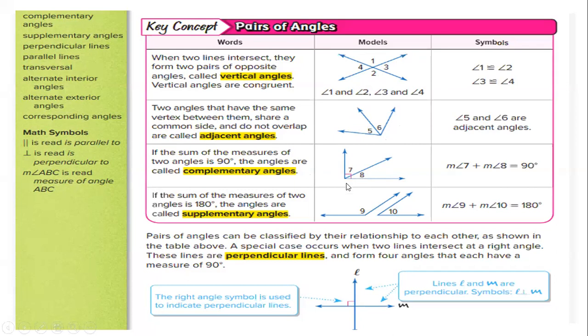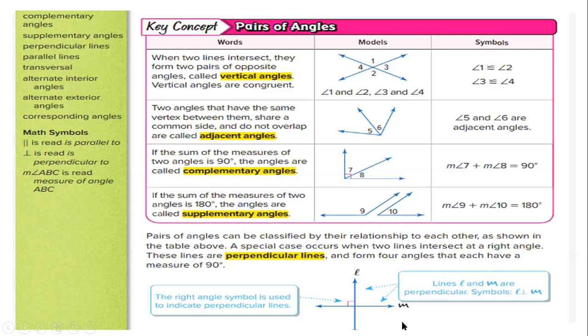If two angles forming together 90 degrees, we call them complementary angles, like here. So angle 7 plus angle 8, both together is 90 degrees. If the addition is 180, we call it supplementary angles. So angle 9 plus angle 10 are 180 because they are forming a straight line together.